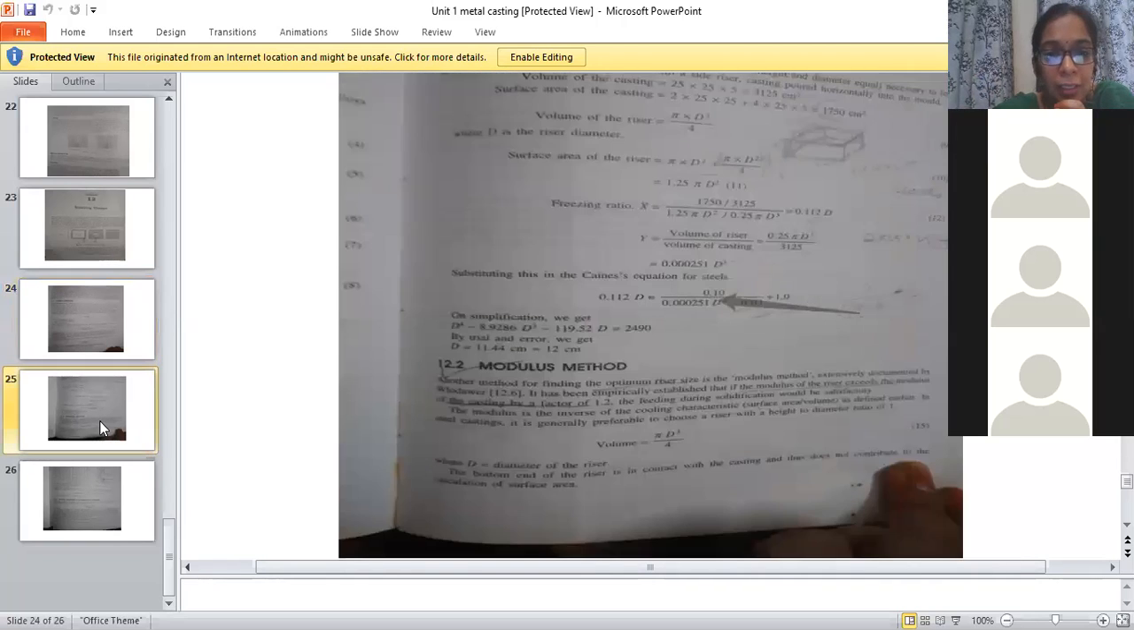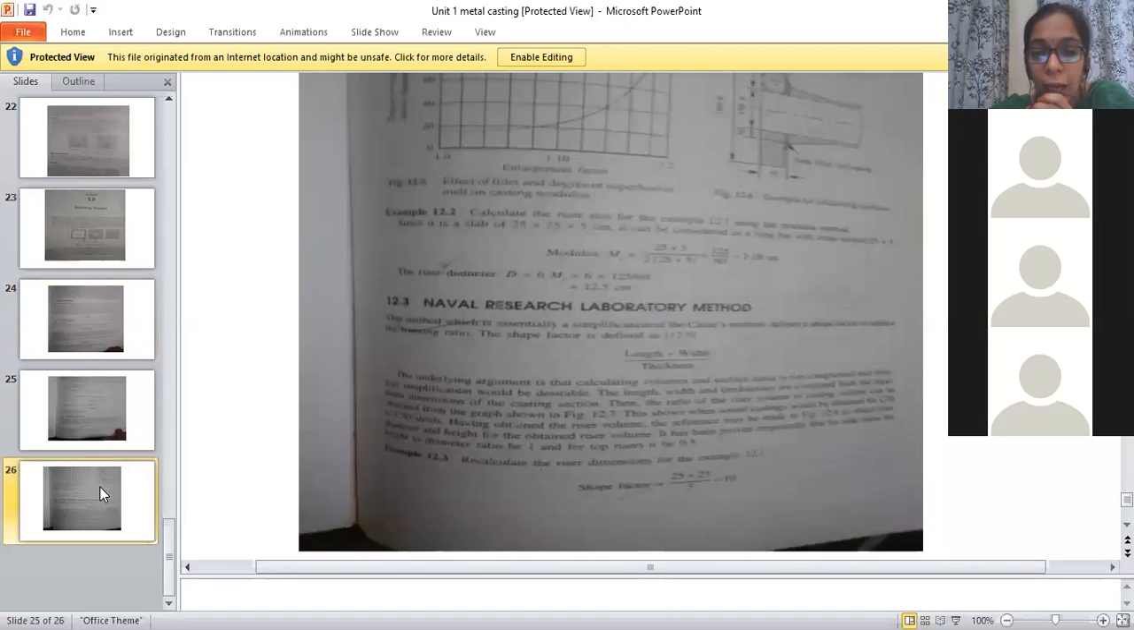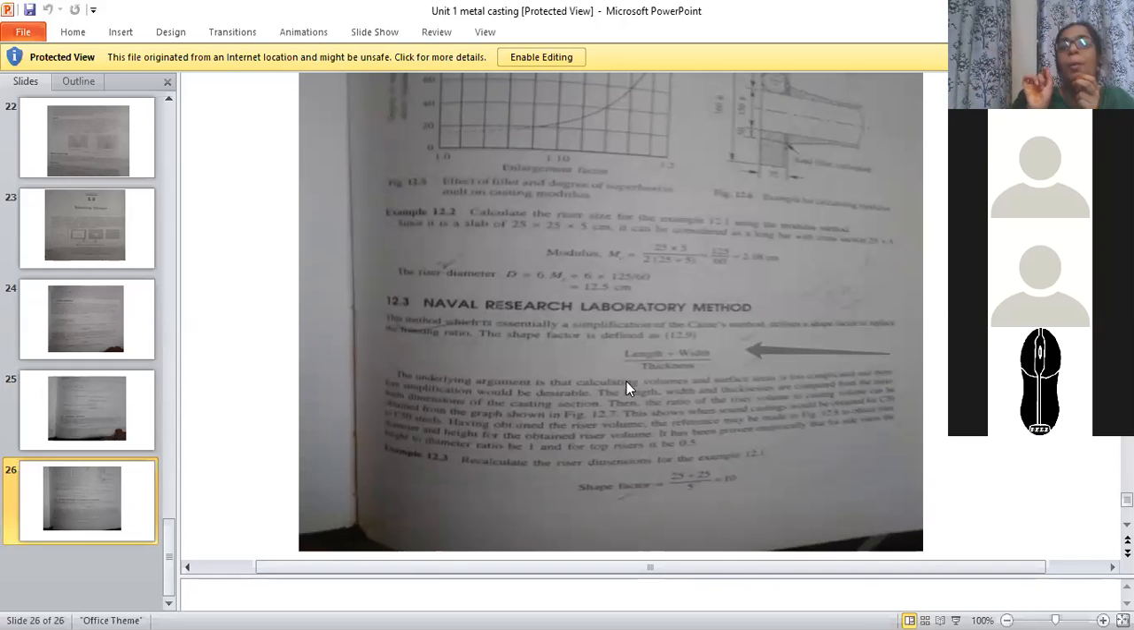One is Keynes method. The second one is modulus method, where you will use a term called modulus, right? The third one is naval research method, just a simple method. You will just calculate the length, width, and the thickness of the cavity. By this, you will have a graph, right? Please refer to the textbook, it's just a revision. Length, width, and the thickness, you will simply substitute it. You will get the shape factor. Shape factor is equal to length plus width by thickness.